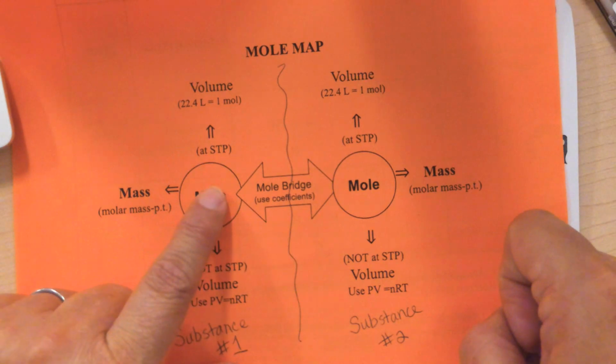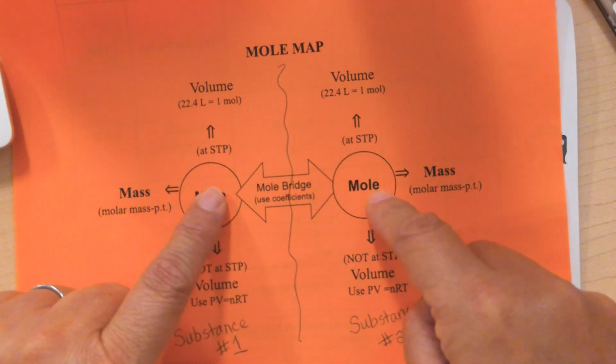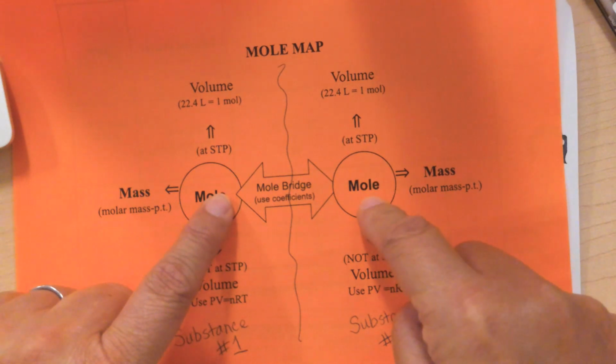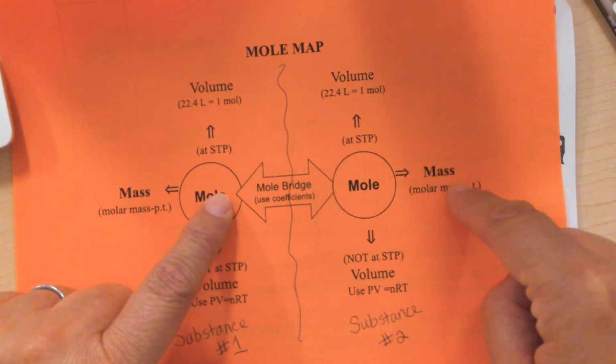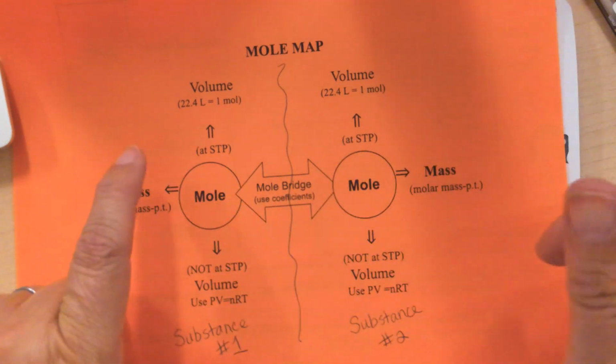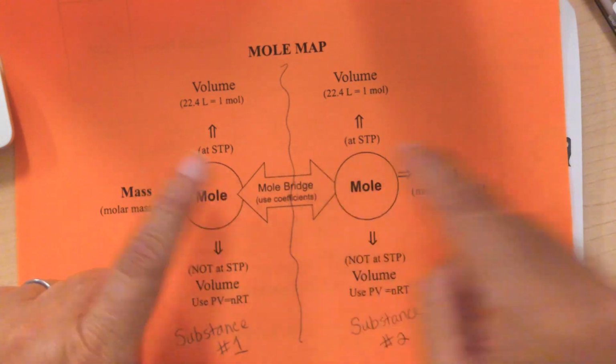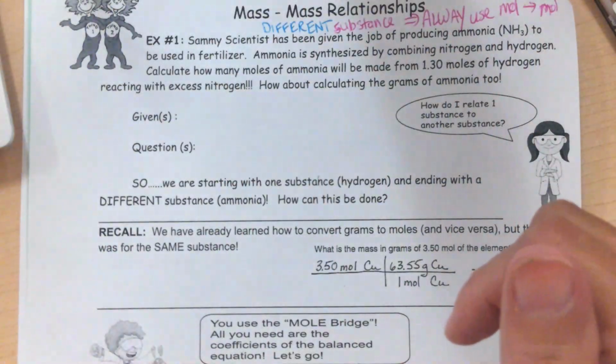Or we could even start with moles of one substance and go to moles of the other. That's just that one step, like we learned in the last lesson. Or we could want to go to mass of the other substance. So it's mole to mass. That's 2 steps. So it could be 1 step, like we did, mole to mole, or 2 or 3 steps. So just pay attention to all that.